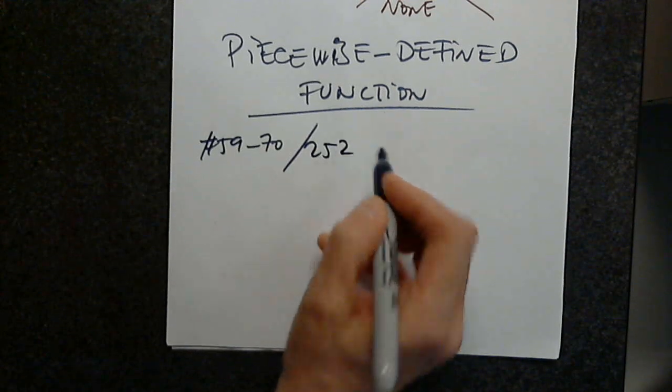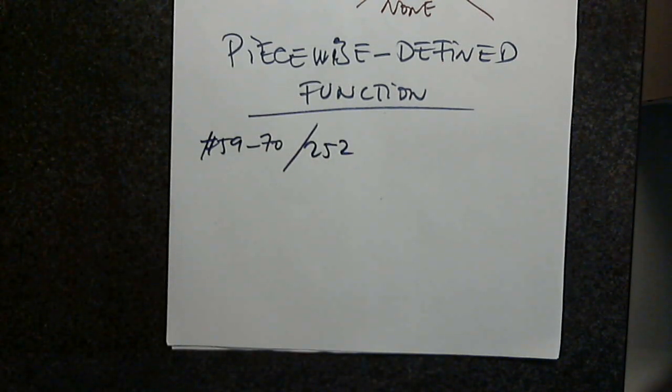On page 252. Can you also write down the definition for it? Oh, you're going to see an example. There is no particular definition. It's a function defined in pieces. It can be 2 pieces, it can be 3 pieces, it can be infinitely many pieces. It can be a step function.